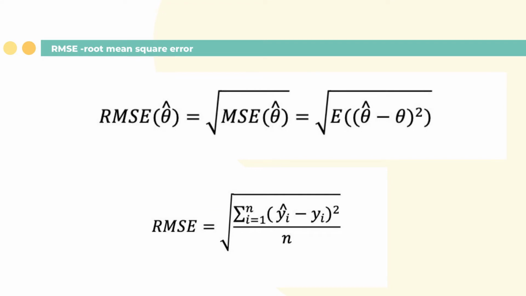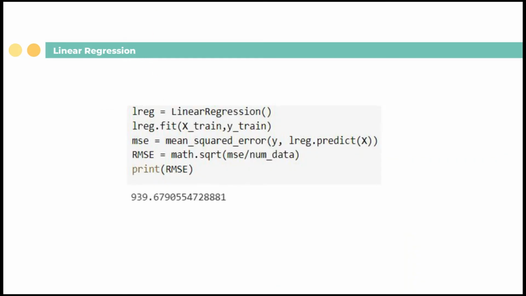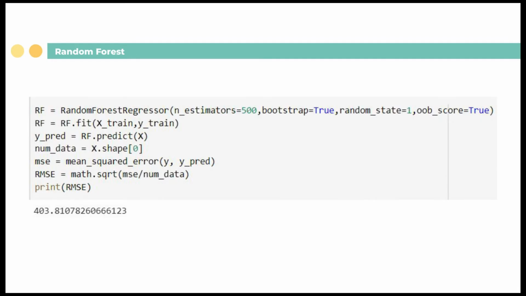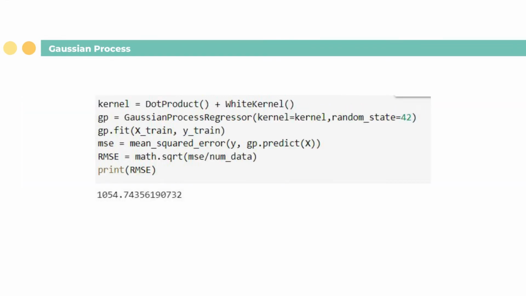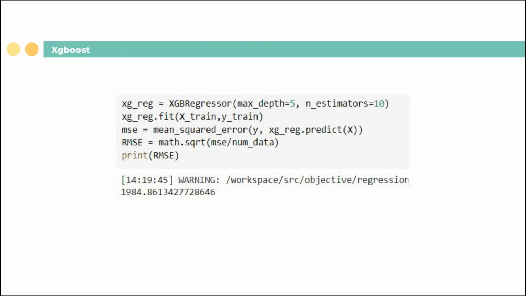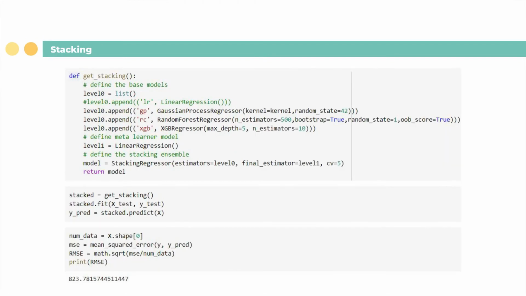The 5 models we used were linear regression, random forest, Gaussian process, XGBoost, and a stacking model. The linear regression model achieved an RMSE of 939. The random forest regressor used 500 estimators and achieved an RMSE of 403. The Gaussian process regressor used kernels and achieved an RMSE of 1054. The XGBoost regressor used 10 estimators with a max depth of 5 and achieved an RMSE of 1984.